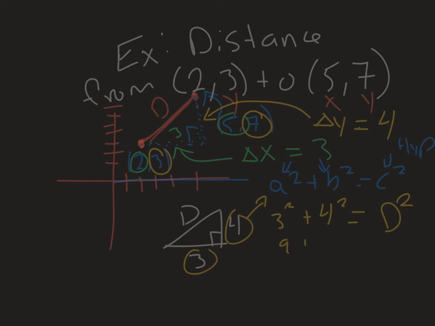At this point, we simplify the left side so we can get those numbers a little easier to work with. It looks like we'll have 9 plus 16 equals d squared. And then once that happens, we can combine the 9 and the 16: 25 equals d squared. And then d will equal the square root of 25, which we know is 5. So, in answer to our question, the distance from (2, 3) to (5, 7) will be 5 units.